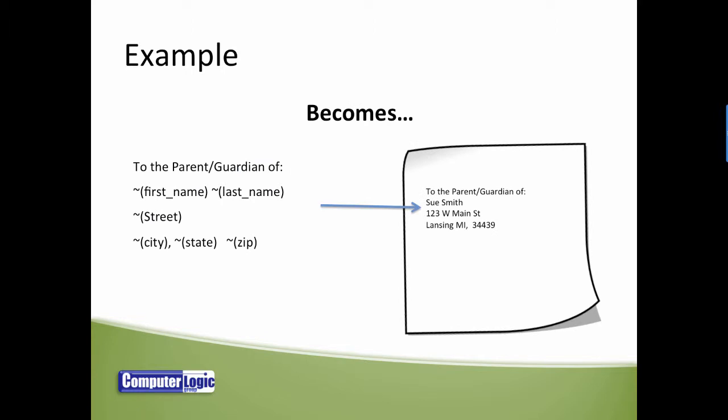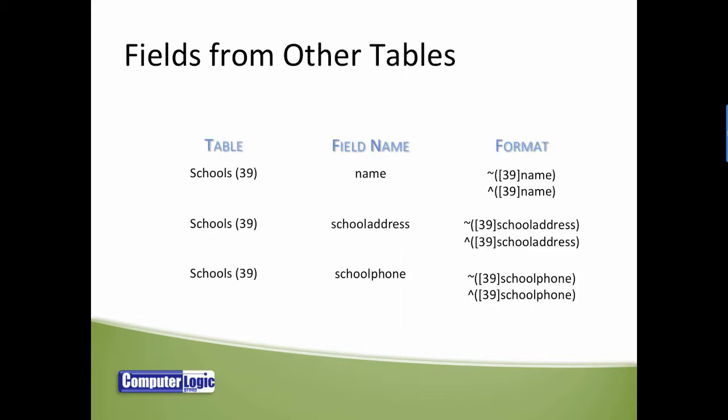So if you look at the example, the typed text of "to the parent and guardian of" will show up just as typed. And then any of the fields that I've typed will pull the information out of the system and will give you that student's name, address, city, state, and zip. There are some other tables that you can pull fields from, and the most common one that we use is the schools table, which is table number 39.